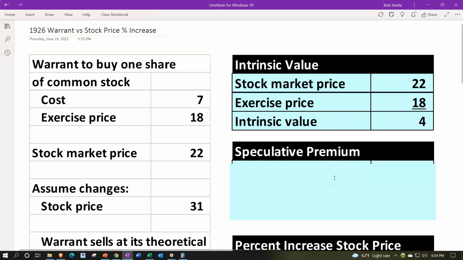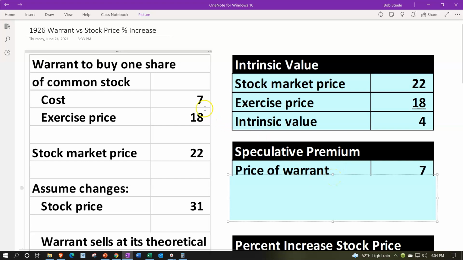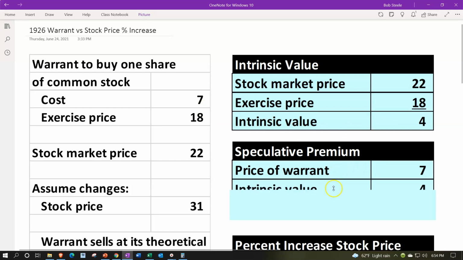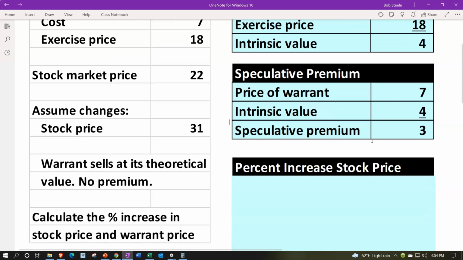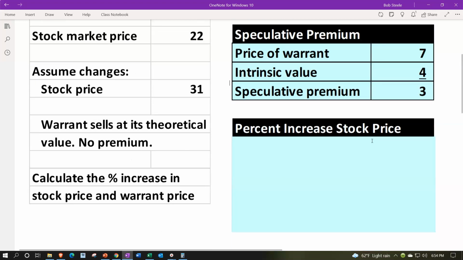Then there's a speculation premium because we've got to buy the warrant. If we were to buy the warrant, it costs $7, and if we were to exercise it immediately, we'd only get a $4 benefit. So that means we'd have a speculative premium in the price of $3. It's $3 over the intrinsic value of the warrant if we were just to buy it and then exercise it.